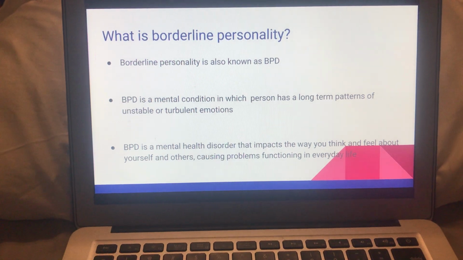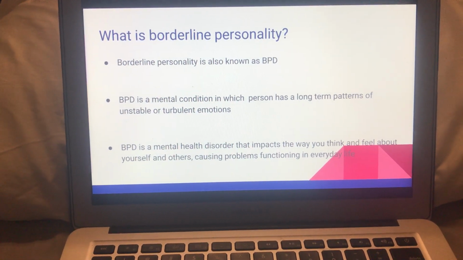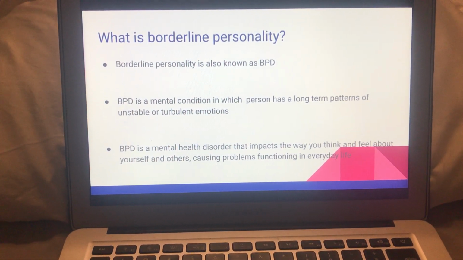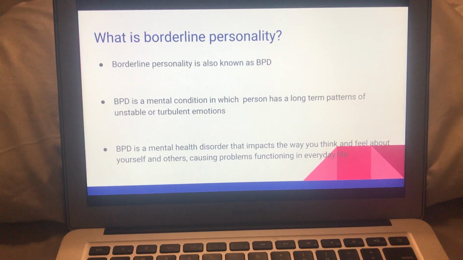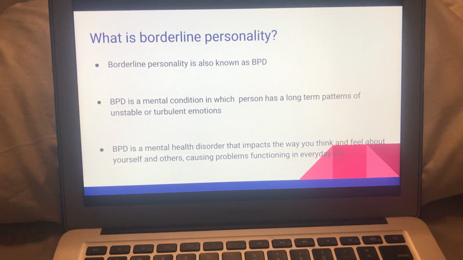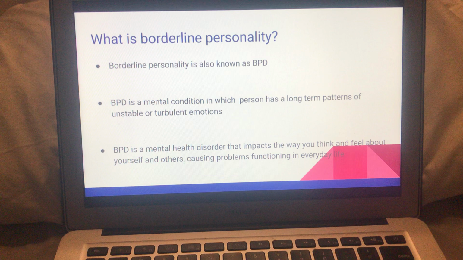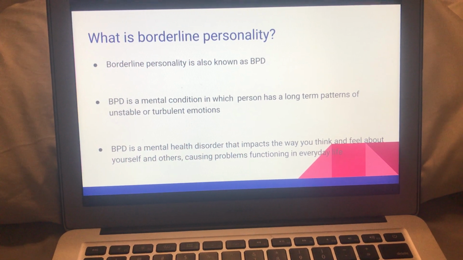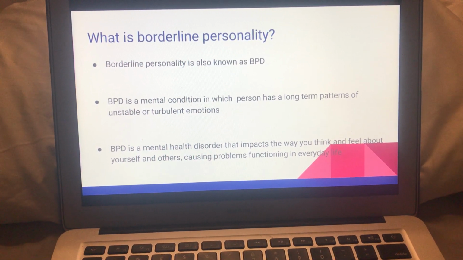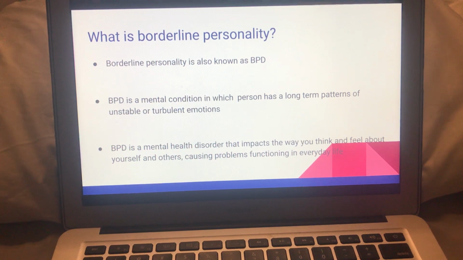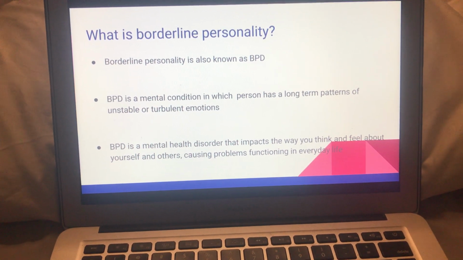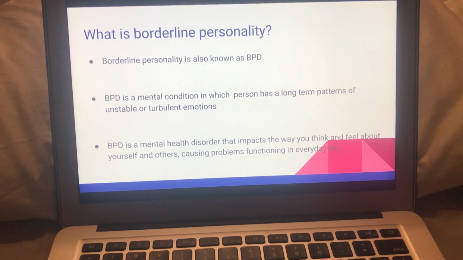What is borderline personality? Borderline personality is also known as BPD. BPD is a mental condition in which people have a long-term pattern of unstable emotions. BPD is a mental health disorder that impacts the way you think and feel about yourself and others, causing problems functioning in everyday life.